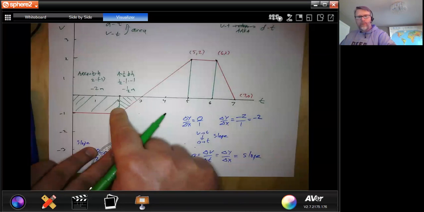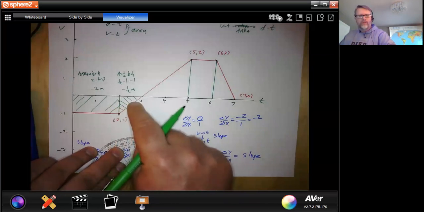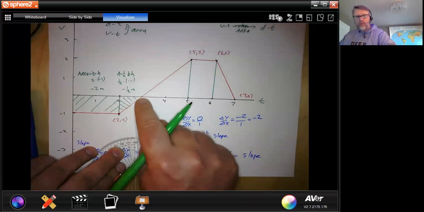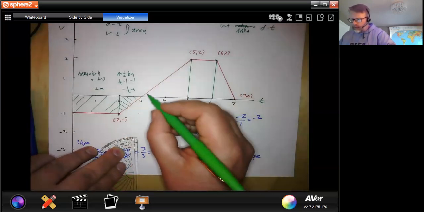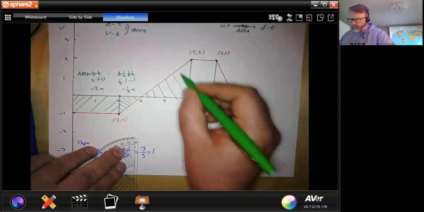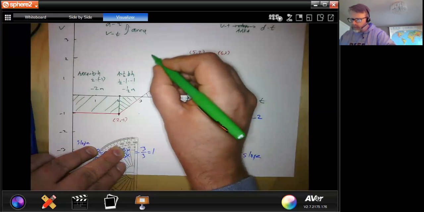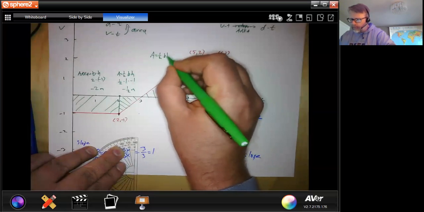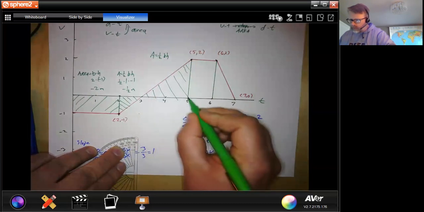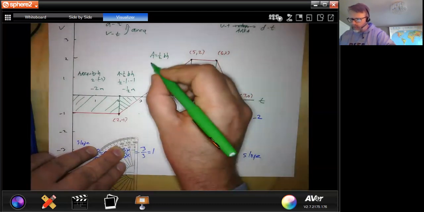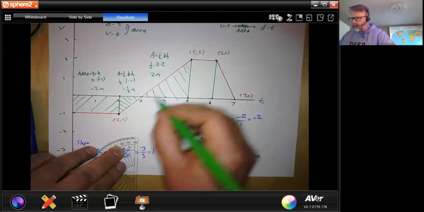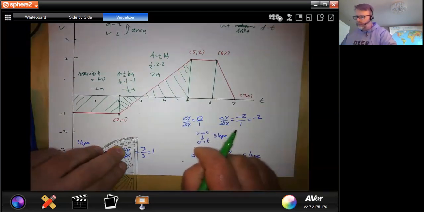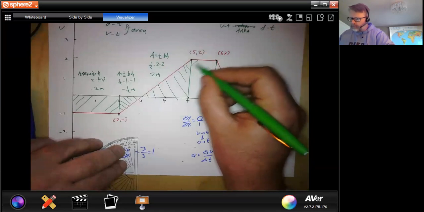Okay, so they went backwards 2 meters and now they've gone backwards another 1/2 meter. They've hit the 0 line, which means they're crossing directions. They went from slowing down to going forward and accelerating forward. Now we're going to find our next area here for this triangle. It's going to be the same equation, only now it went over 2 and up 2. So now they've gone forward another 2 meters. And then we'll just keep plugging away here.